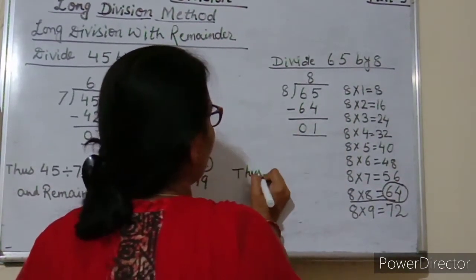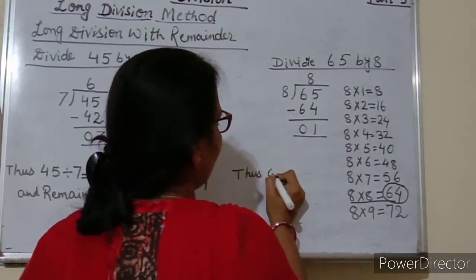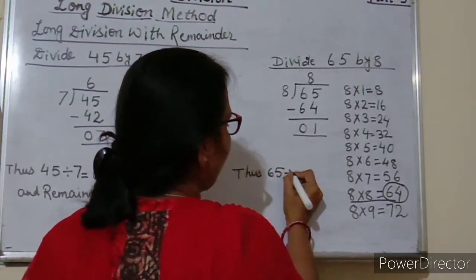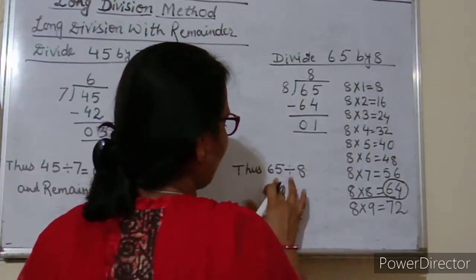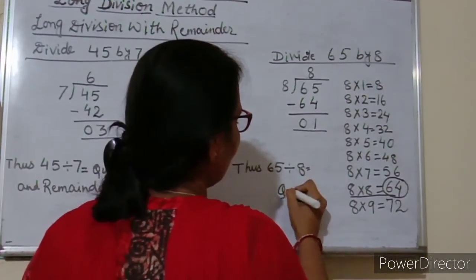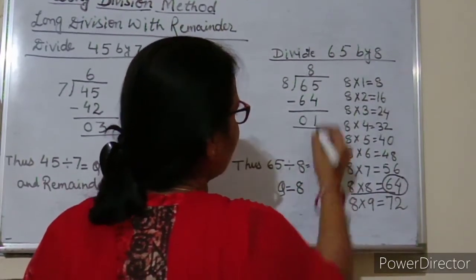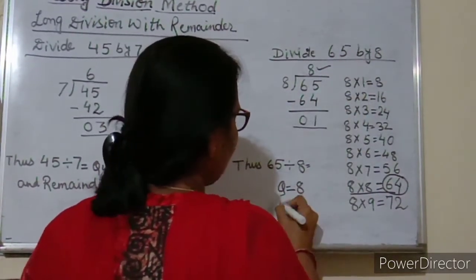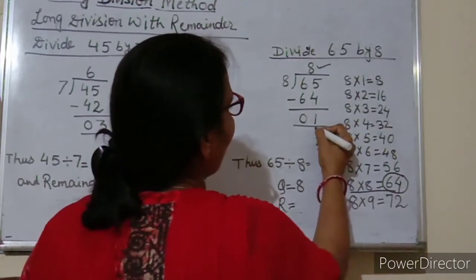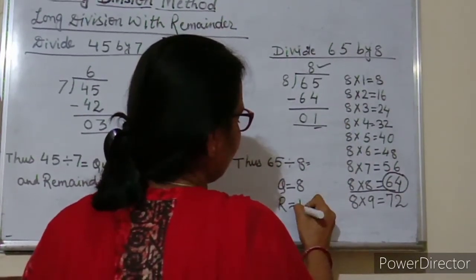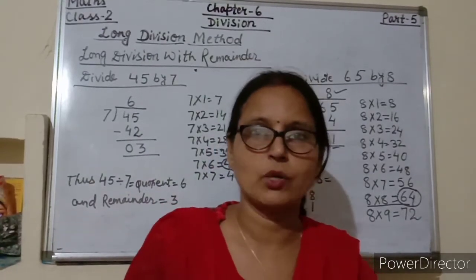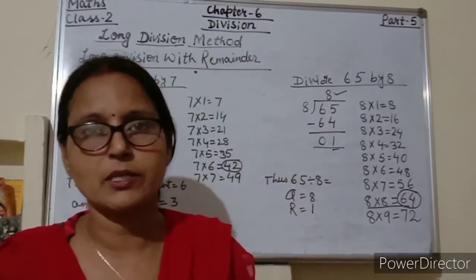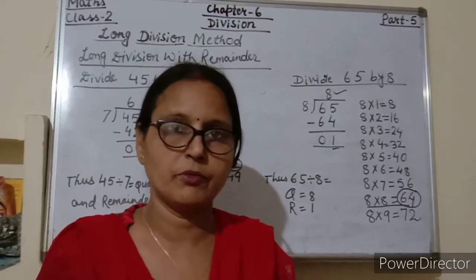So here 65 divided by 8 is equal to, yes, quotient is equal to 8. This one is quotient and remainder is equal to 1. Understood, students? So today I have taught you long division without remainder and long division with remainder.